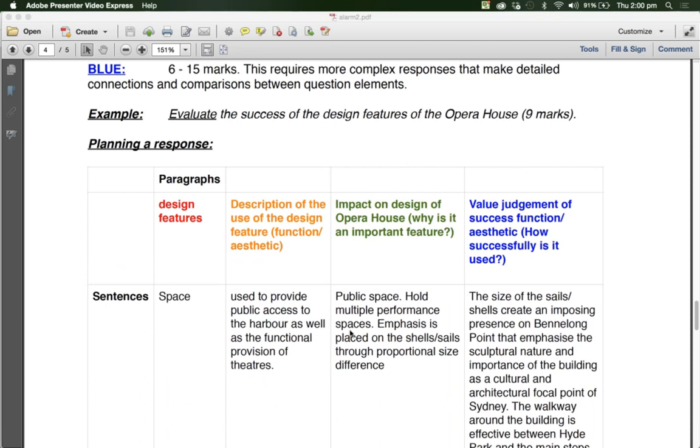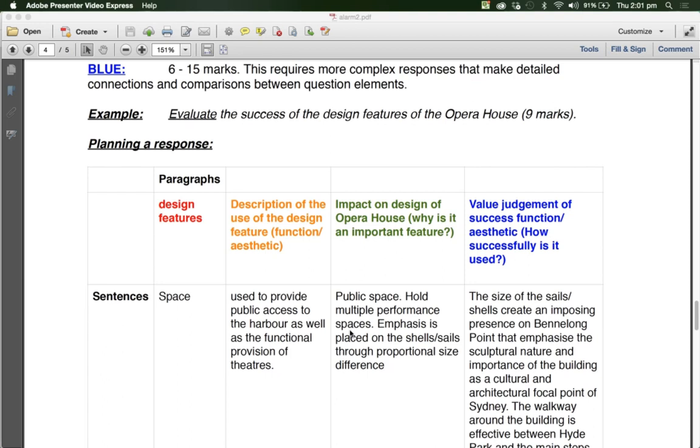These get a little harder. When you're hitting that blue territory, evaluate the success of the design features of the opera house. Now, this could also quite justifiably be in a Year 12 exam. Now, because it's Year 11, we're focusing on these design principles and elements. You could still use that, but if you're going to evaluate the success of the design features of the opera house, what sort of things would you talk about?